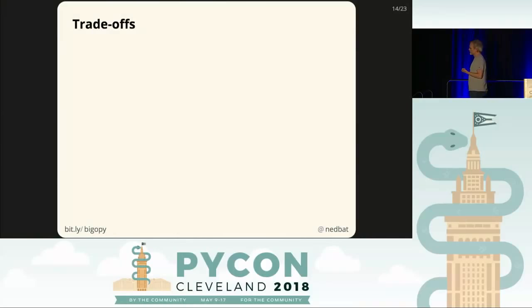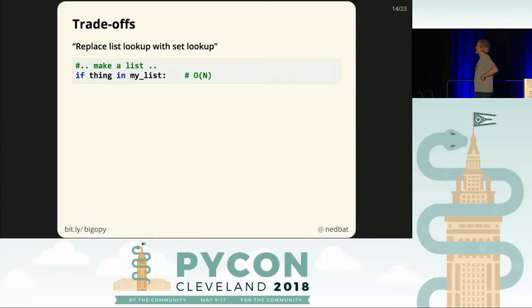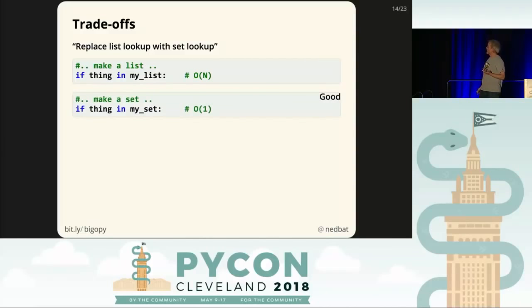But there are trade-offs. When I say replace the list lookup with a set lookup, you've got to keep your eye on the big picture. This is where understanding what piece of code you care about matters. Let's say we have some code like this where we make a list, and then we try to find the thing in the list. That line is O of n, right? We just saw that on the table of Python complexities. So you might think, well, I know what I'll do. I'll make a set instead, and then I can look it up in a set. That's good. If you can do that, that's good. You don't make the list in the first place, you make a set.